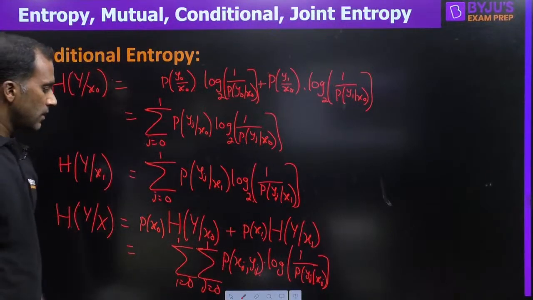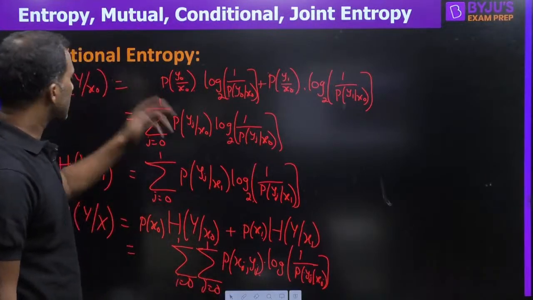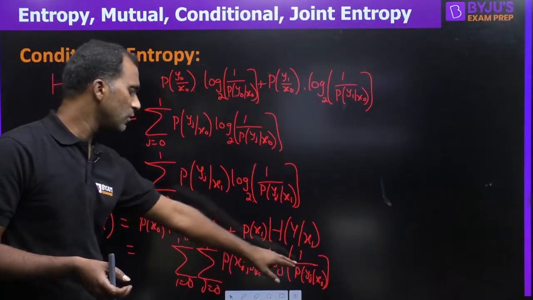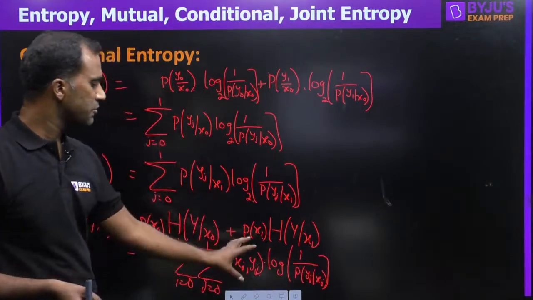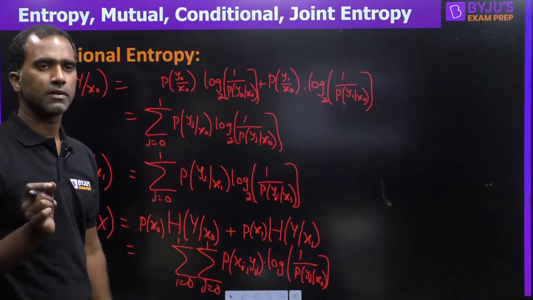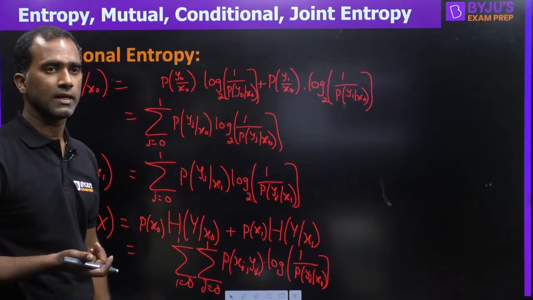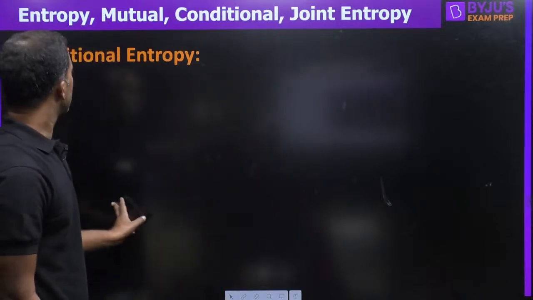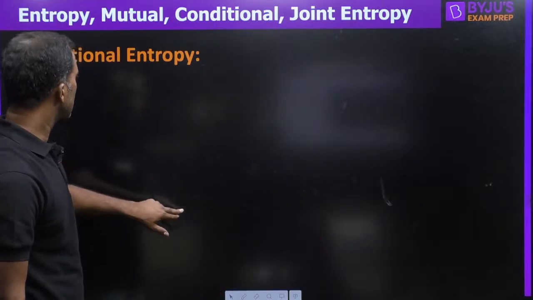Okay, so we have talked about conditional entropy. Once a binary symmetric channel is given, you will be knowing all these probabilities. You just need to substitute them in this. A little bit of calculation is involved, so we have to use a calculator. Definitely a calculator is required here. Right, so conditional entropy is done.